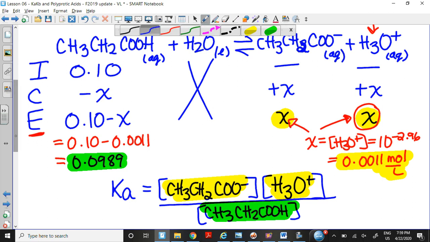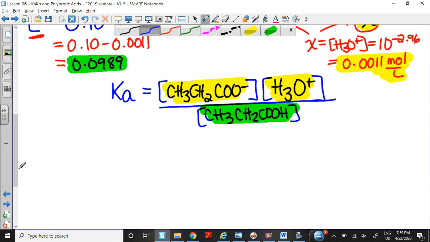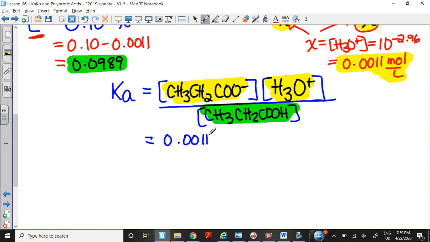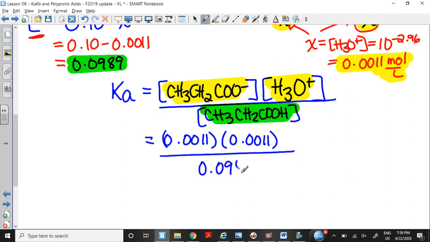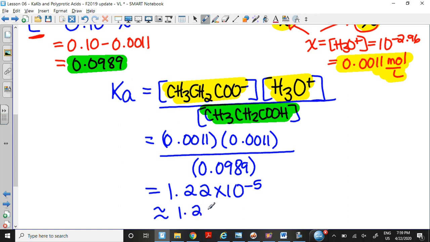So let's get back and see if we can solve the rest of this problem. So we're going to put in our concentrations. So that's our X value on the top. We've got our acid concentration on the bottom. And when you plug that in your calculator, you should get about 1.22 times 10 to the negative 5. Or with significant digits, we want two significant digits here. 1.2 times 10 to the negative 5.